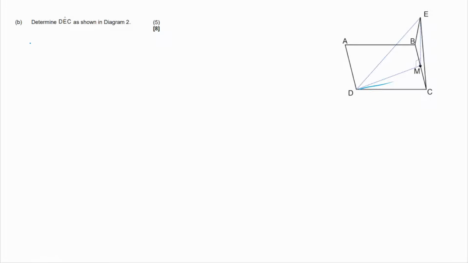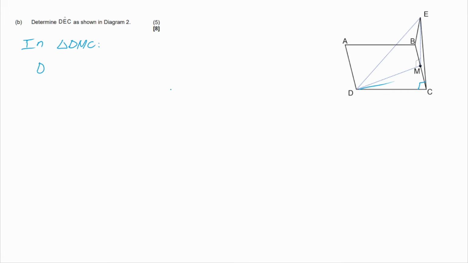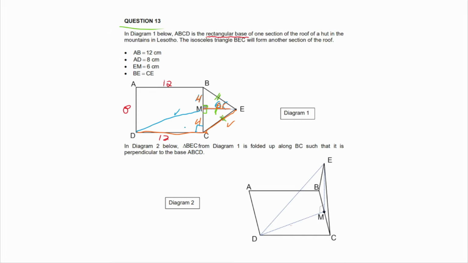Let's be formal. In triangle DMC, we're working in this triangle. We have that DM squared. So I know that this is 90. Let me elaborate. I know that this is 90 because it's a rectangle by definition. So I have that DM squared is equal to 12 squared plus 4 squared. It comes from here, triangle DMC.